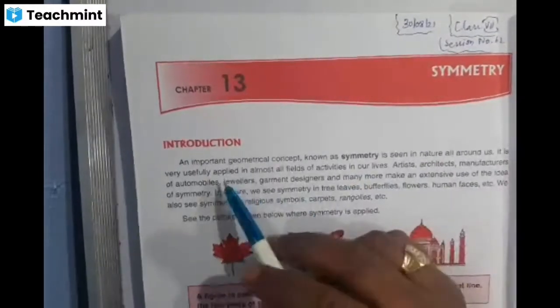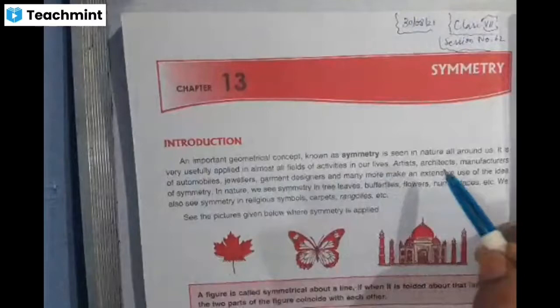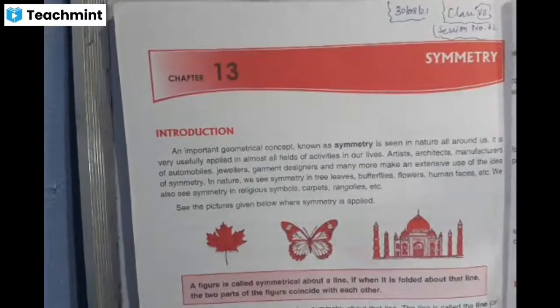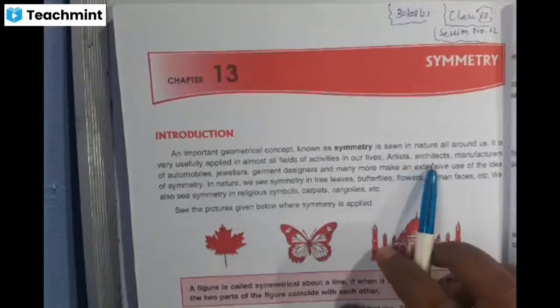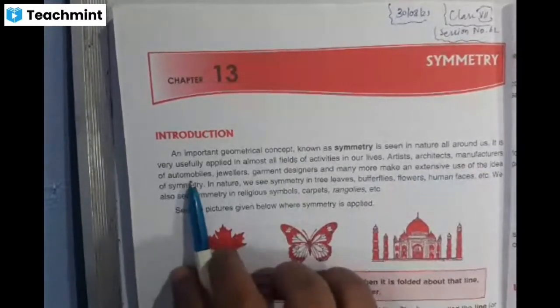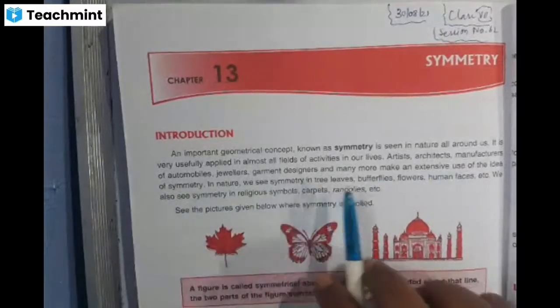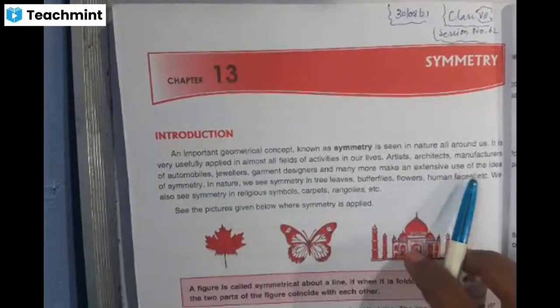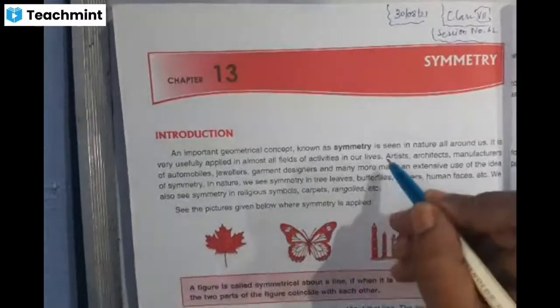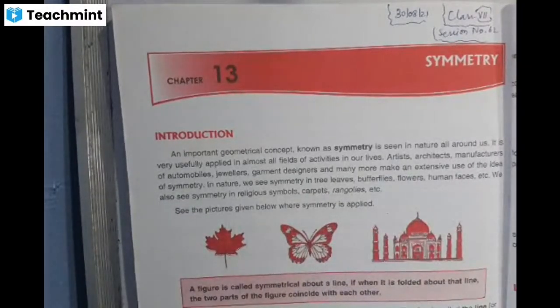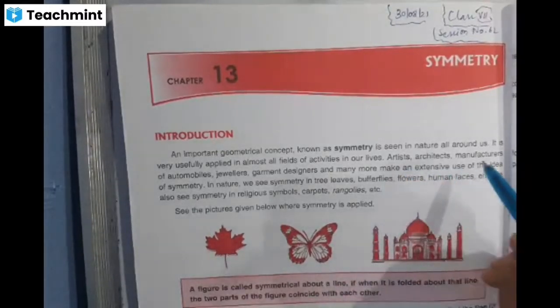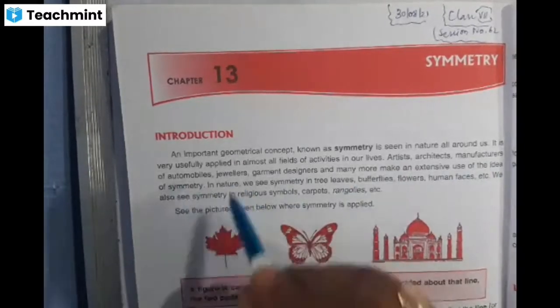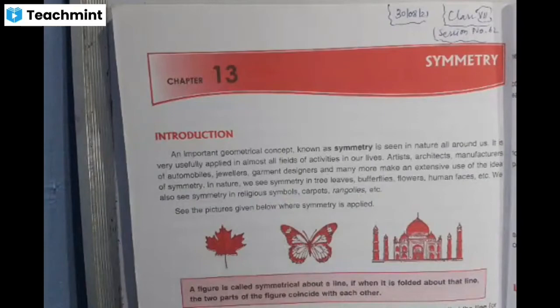Here, an important geometrical concept known as symmetry is seen in nature all around us. We can see this symmetry around our environment, children. And also, artists, architects, and manufacturers of automobiles, jewelers, garment designers, and many more make an extensive use of the idea of symmetry. This is the application of symmetry, children. Symmetry is applied by the artists, architects, manufacturers of automobiles, jewelers, garment designers, and many more.